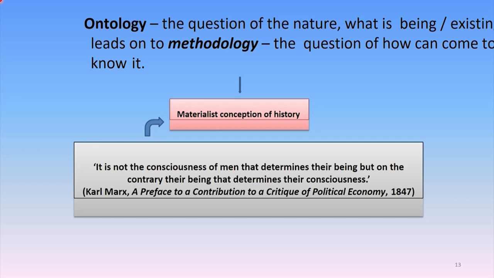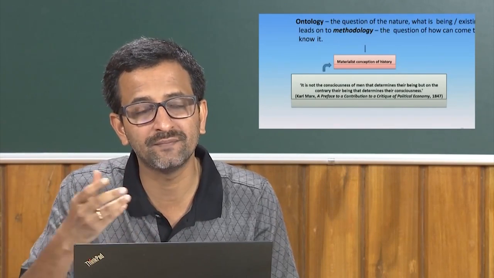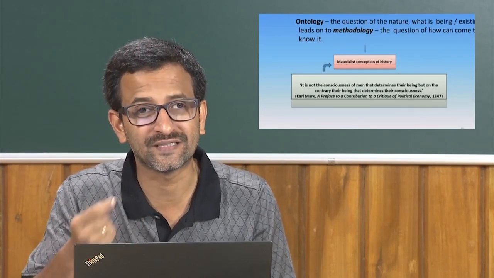The method that we have used till now, the method of sociological imagination by C. Wright Mills, when we relate it to these ontological questions, what is being, what is existing, leads us to reflect on Marx's materialist conception of history. It is not the consciousness of men that determines their being, but on the contrary, their being that determines their consciousness. Matter is prior to the formation of ideas. And then we discussed the layout, how we are going to approach the critical modernist paradigm in sociology, or in short, critical modernity.